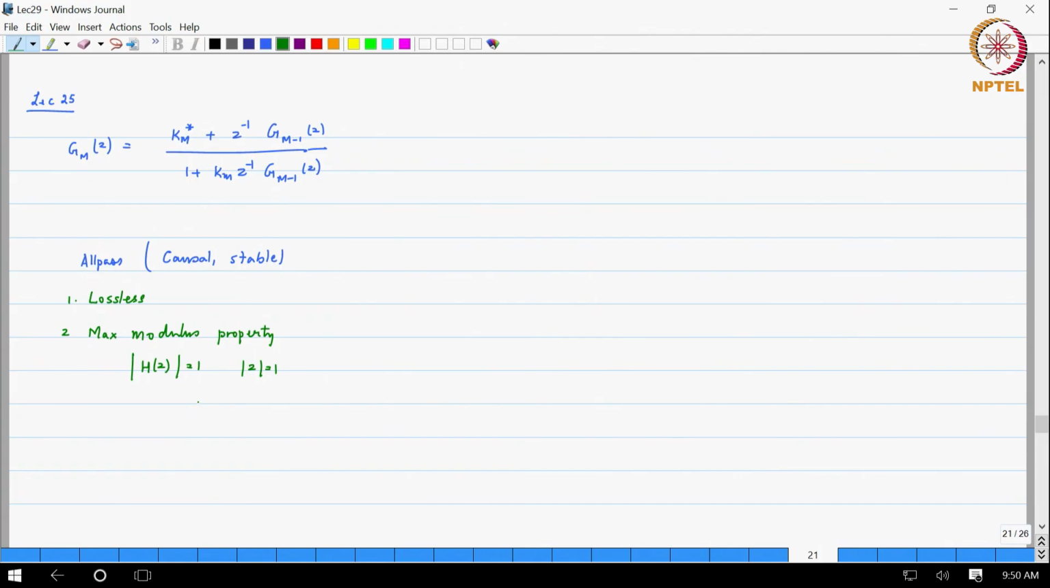The maximum modulus theorem, derived from complex variable theory of analytic functions, says that this is strictly less than 1 for mod z greater than 1, for mod z less than 1. Again, we have used this property without proof, but it is a standard result, the maximum modulus property of analytic functions. And of course, there is a third property which we did not explicitly use, but it exists for all pass functions.